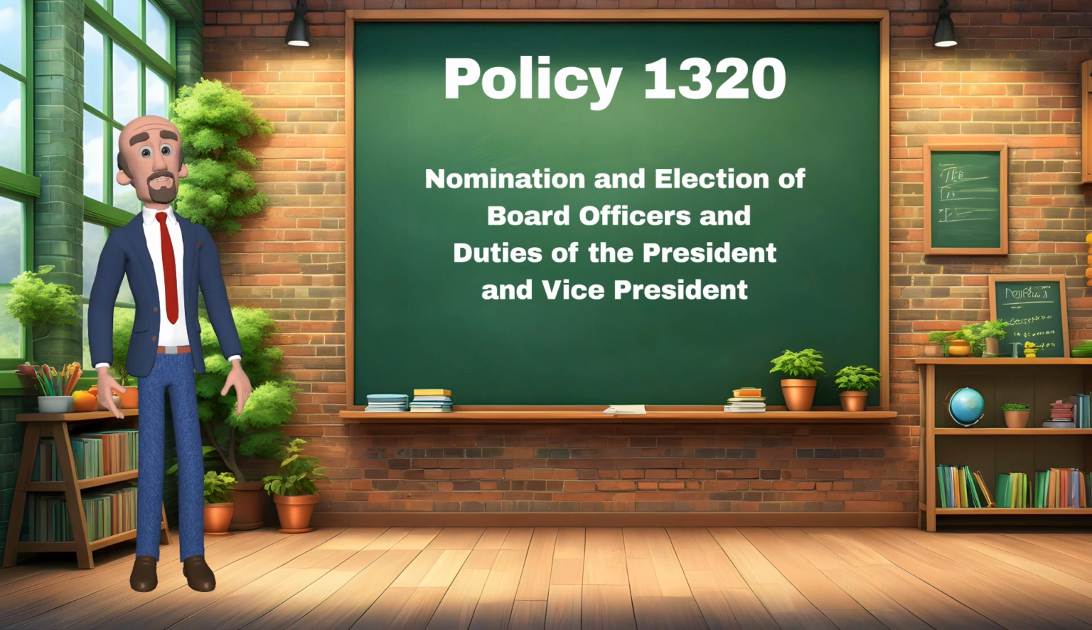Adopted on June 13, 2017, Policy 1320 details the procedures for nominating and electing the board officers, specifically the President and Vice President, at the board's annual organizational meeting. The President is responsible for presiding over all board meetings, calling special meetings when necessary, appointing members to all board committees, serving as an ex officio member on all committees, and executing official documents on behalf of the board. These are their only duties.